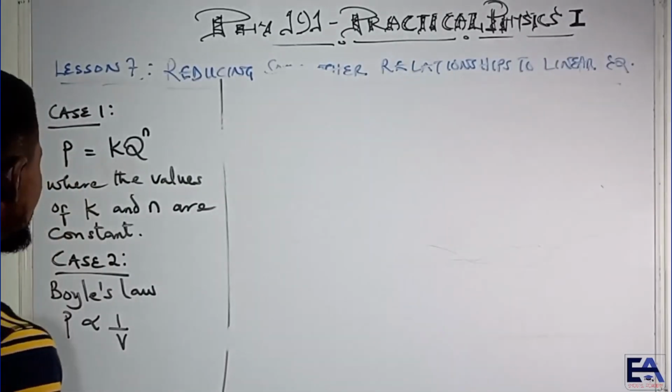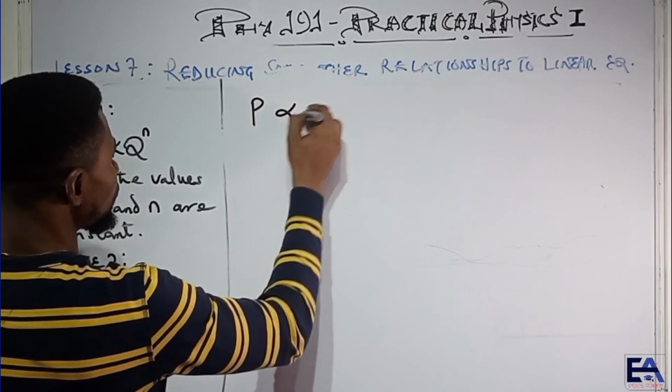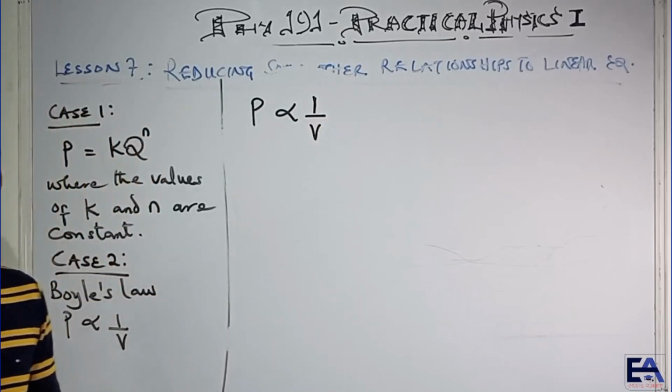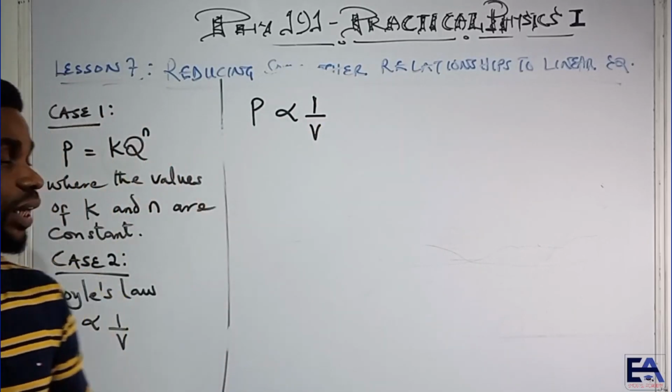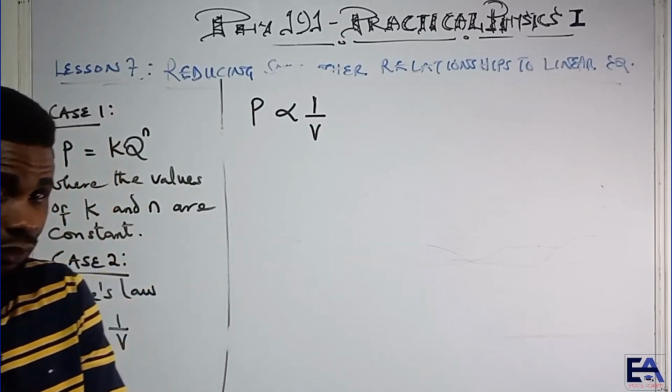So moving on to case 2. Case 2 is Boyle's law. From the statement of Boyle's law, we could deduce that the pressure and volume are inversely proportional. That is, the pressure is inversely proportional to the volume, which means when pressure increases, volume will decrease.